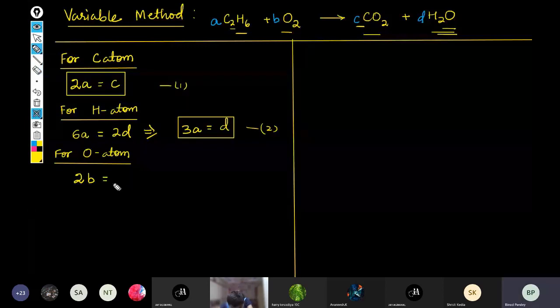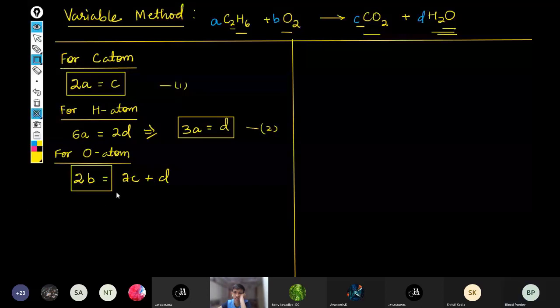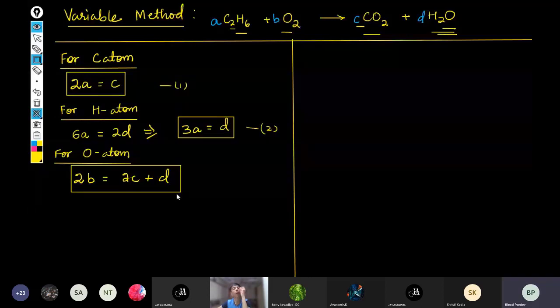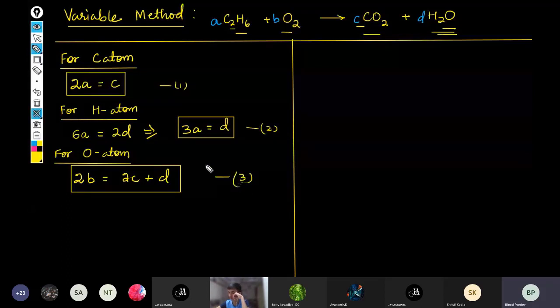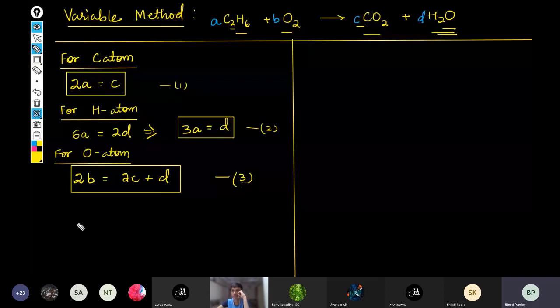So here, in the case of oxygen, we have 2B atoms on the left hand side, and on the right hand side we will have 2C plus D. So this is the third equation that we are having here. Fine, children? Is it fine, children? Yes, sir.